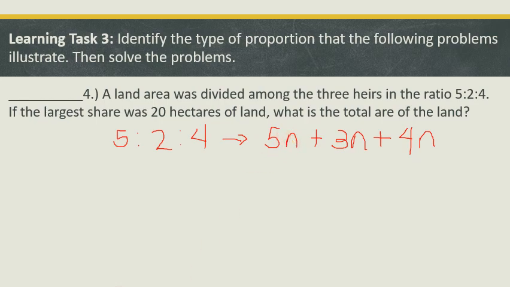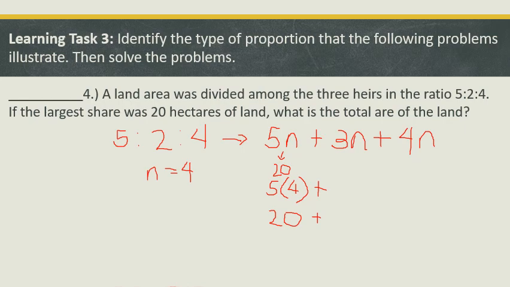So, ano yung n natin dito? So, kung ito ay 20, ano magiging n? Ano ba ang i-multiply nyo sa 5 para maging 20? So, 4. So, ibig sabihin, ang n natin dito is 4. Kasi, 5 times 4 is 20. So, 4 ang ating n.